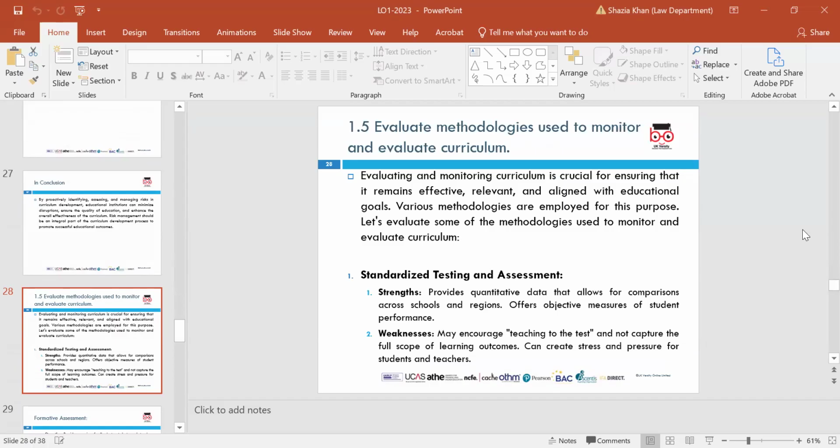The strength is that it provides quantitative data that allows for comparisons across schools and regions. It offers objective measures of student performance. The weakness is that it may encourage teaching to the test and not capture the full scope of learning outcomes, and can create stress and pressure for students and teachers.